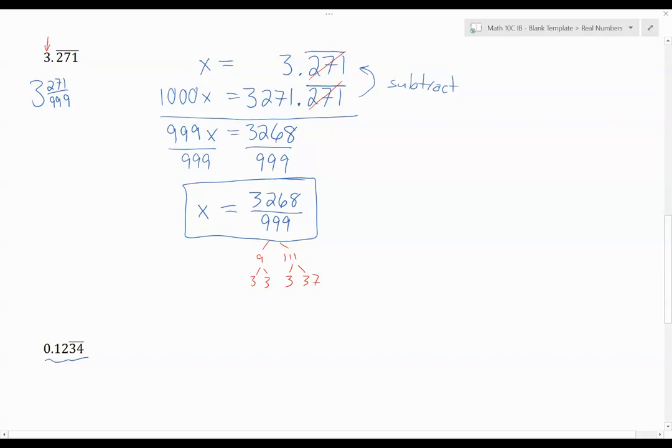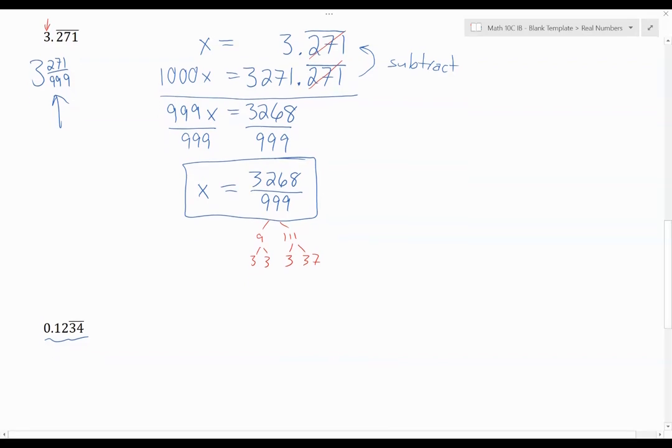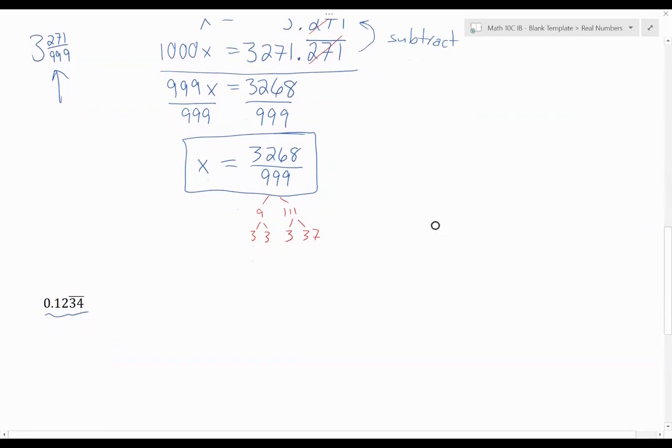This is the improper version of what I had here. If I wanted to check that, I could simply take 3 times 999. So 3 times 999 is 2997. And then I add the 271, and I do get 3268 as well. The nice thing about this process is it will work even if I don't have all of my digits repeated. I have to do a slight modification.